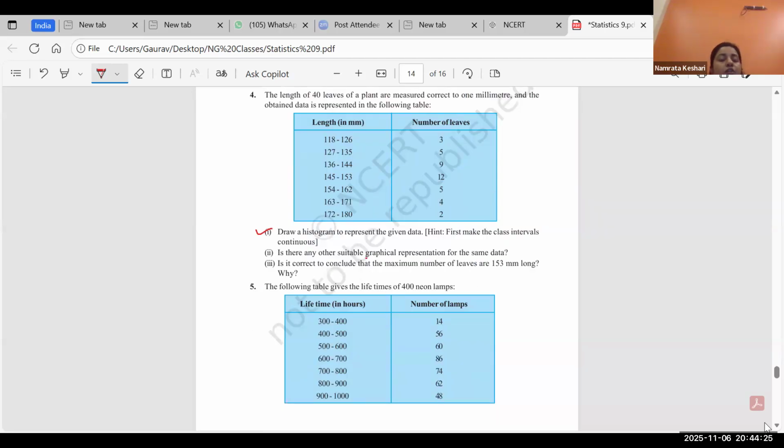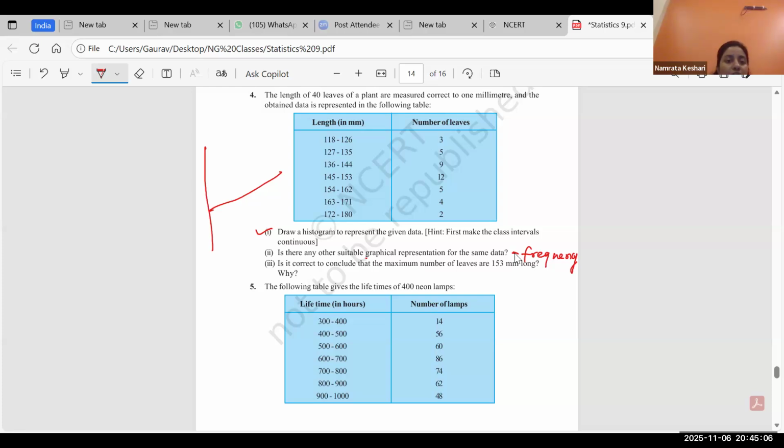So, is there any other suitable graphical representation for the same data? When we are having group data, this is not continuous. However, we have made this data continuous, and after that, we have plotted a histogram. Another possible way to represent the data is frequency polygon, because we now have continuous group data in hand. So either we can do histogram or frequency polygon. Bar graph, we don't draw with continuous group data. Group data will give you histogram or frequency polygon.